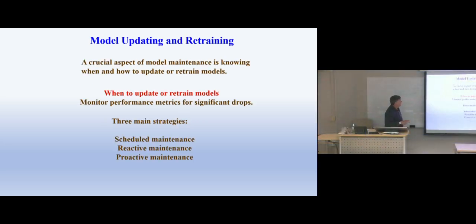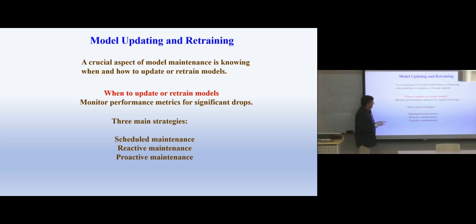Now, you've got to figure out when and how to update or retrain these models. So you're going to look for significant drops. You've got three strategies as usual: scheduled, reactive, and proactive. The most expensive is scheduled because you're going to do it regularly. Also, this is fun because you got a scheduled maintenance coming up. Nothing's going wrong. You're going to do it anyway. Reactive, something's gone wrong. And proactive, this would be great to reduce costs, but that gets a lot trickier.